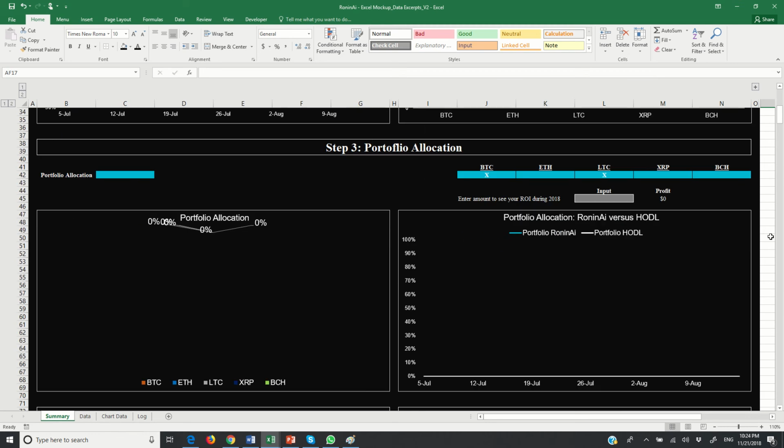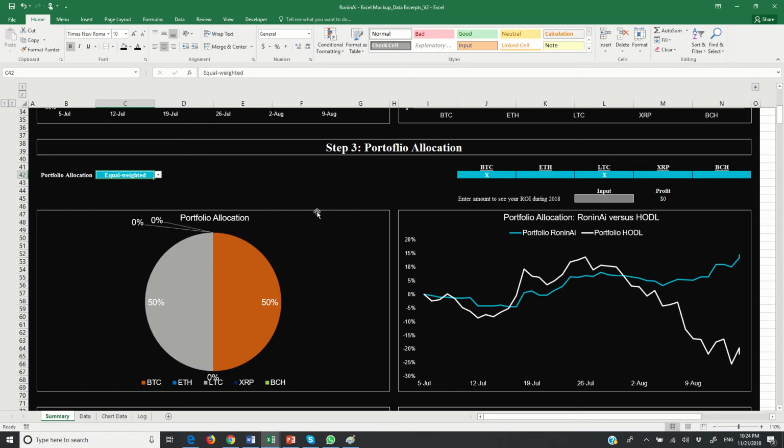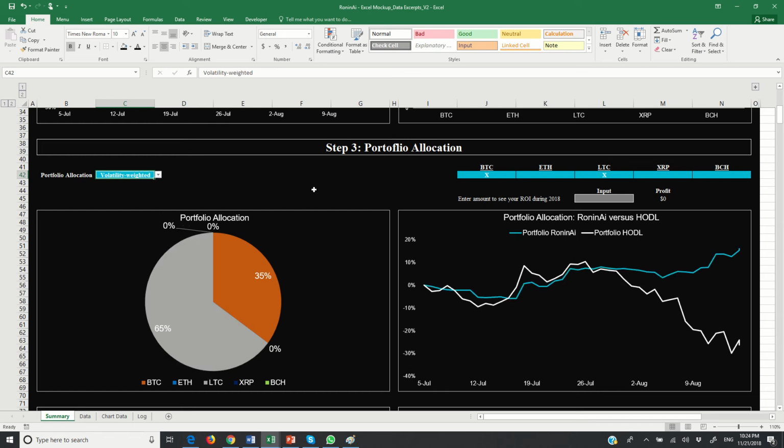Now here, since we have two assets, we can go ahead and do portfolio allocation. We can have different kinds of portfolio allocations. Market cap weighted is based on the market cap. Bitcoin is obviously much larger than Litecoin. We can also go ahead and do equal weighted, so that's going to be just 50-50. And we can also do volatility weighted, so based on volatility, whichever is highest.